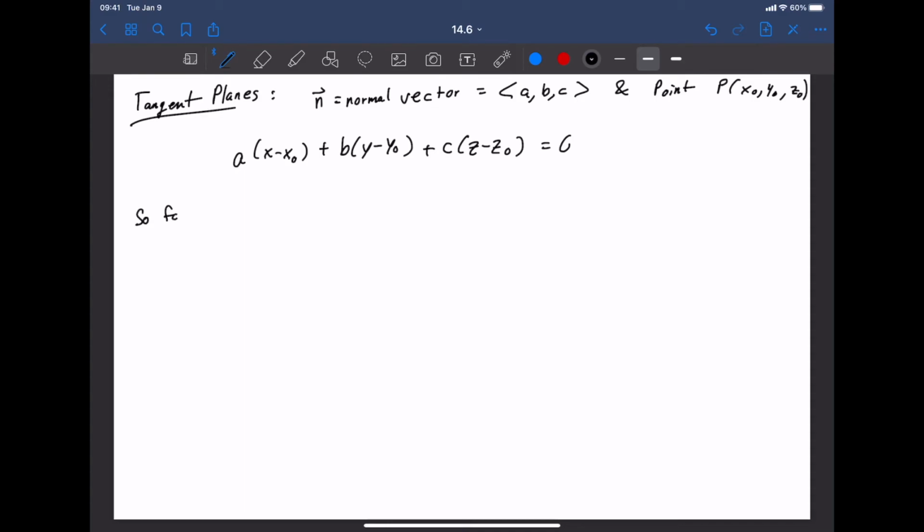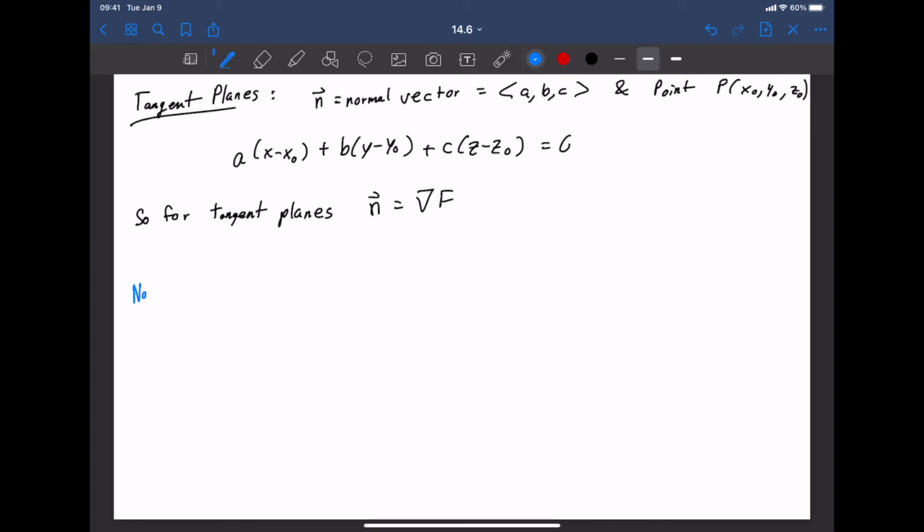So for tangent planes, this normal vector is equal to the gradient vector of usually some other function, some 4D function F.